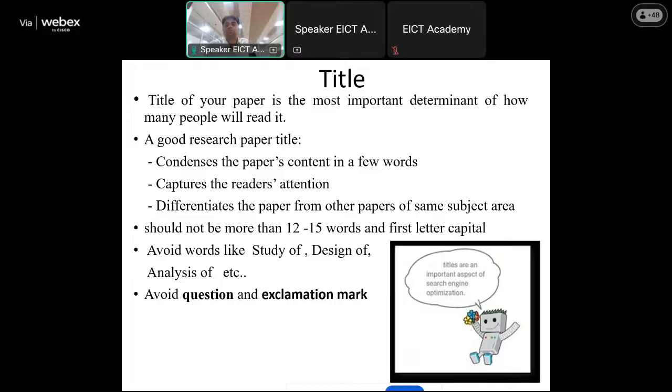The title of your paper is the most important, because it is how people will read it. A good research paper title contains the paper content in a few words and captures the reader's attention. The first thing that a reader will do is read your title. It differentiates your paper from other subject areas.